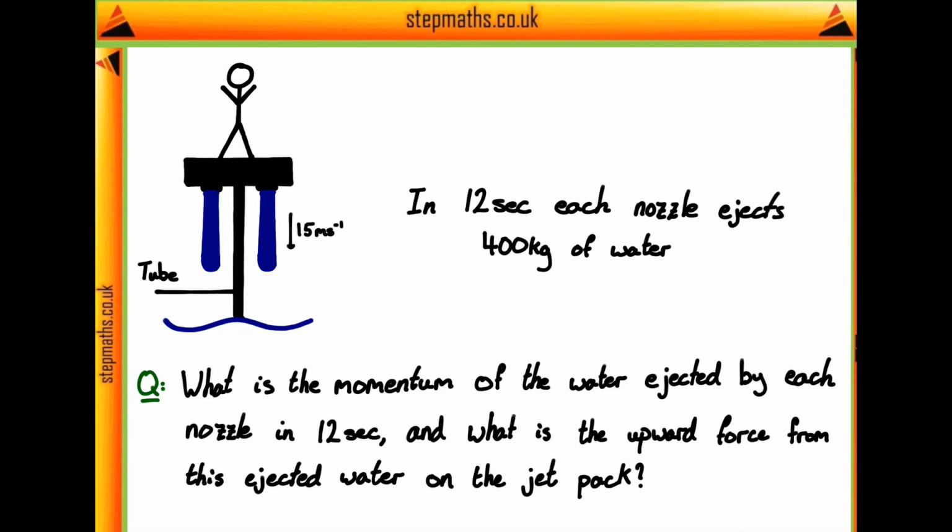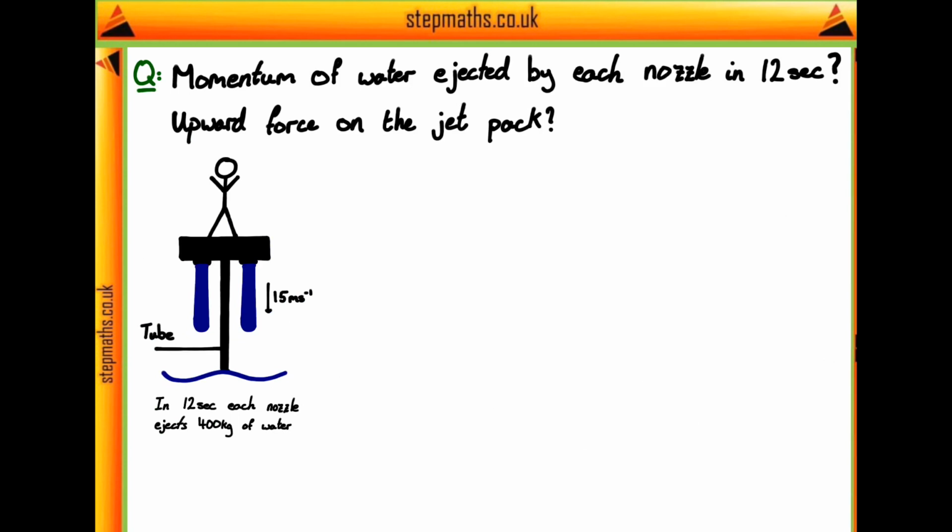Okay, so to answer this question, I'm going to move over the page and keep the question up and just summarise the information we've been given. So here we have the question: the momentum of the water ejected by each nozzle in 12 seconds, and the upwards force on the jetpack. And we know that we have the water coming out of each nozzle at 15 meters per second, and that in 12 seconds each nozzle ejects 400 kilograms of water.